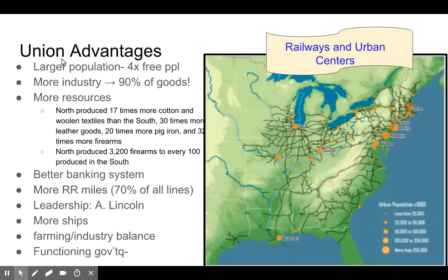So let's get to the advantages of the Union. For one thing, they had a larger population. In fact, they had 4 times the amount of free people that the Confederacy had. They also had more industry and made about 90% of all goods made in the United States at the time, right? Much more industry in the North than the South.